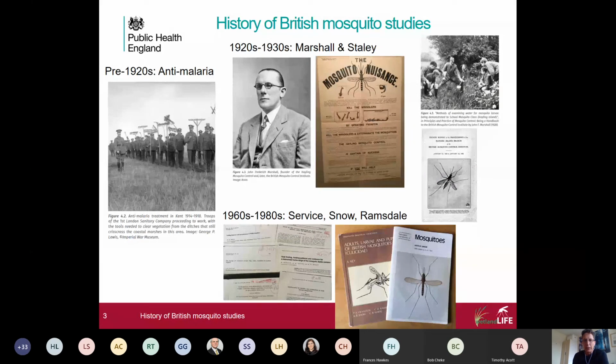This work was picked up in the 1960s to 1980s by Mike Service, Keith Snow and Clem Ramsdale, who published a whole range of papers and guidebooks on mosquito identification, and also really gave us the founding basis of all our knowledge on the biology of mosquitoes and their feeding habits. So, it's always important to look to the past and what's been done before to build a solid foundation for the future.